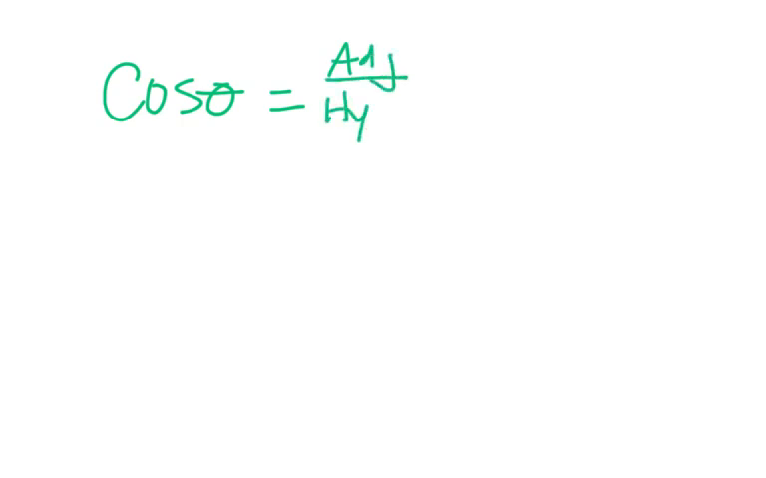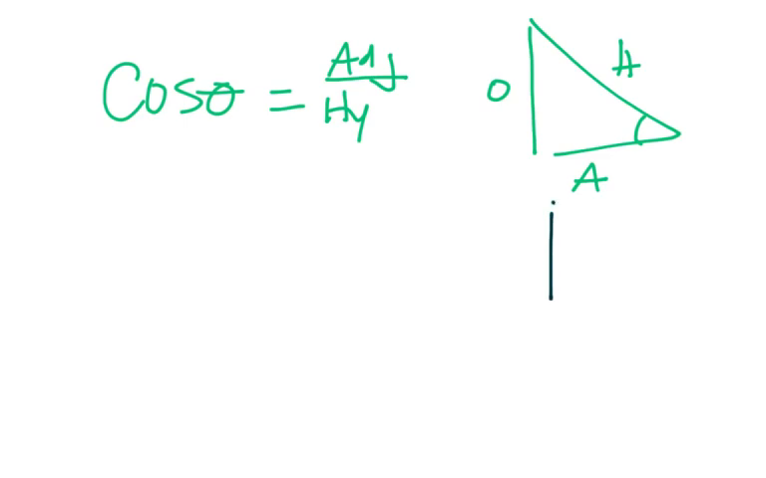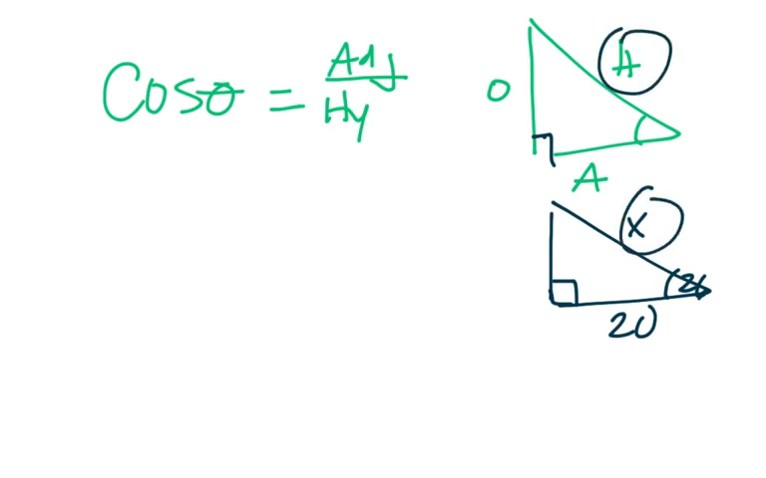And so we already know, this is going to be cosine equals our adjacent leg over hypotenuse, because remember, our x here is O, A, and H, and our angle. The problem that was given to us, if we transfer it over, is going to be our x, 20, and our angle is 26. So the x is what we're trying to find, which is our hypotenuse.